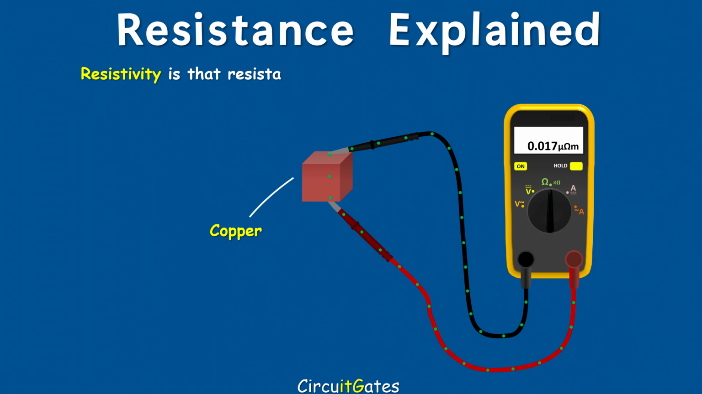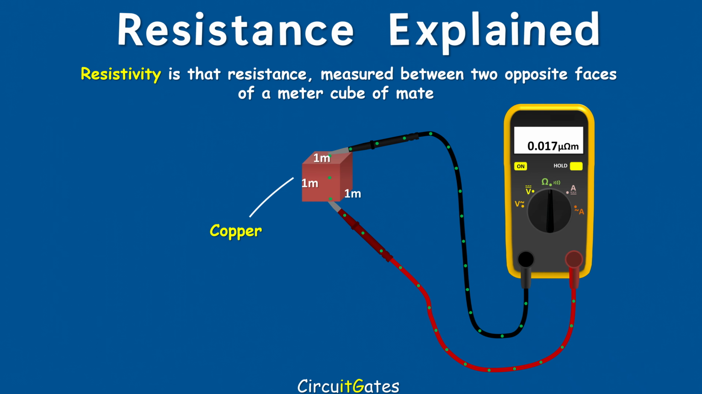Resistivity is resistance measured between two opposite faces of a 1 meter cube of material. Resistivity is used to show the resistance of a material at a certain temperature before it is affected by length, temperature, and cross-sectional area. That is why we say resistivity is a constant of resistance. Every material has its own resistivity. For example, the resistivity of copper at room temperature is 0.017 microohm.